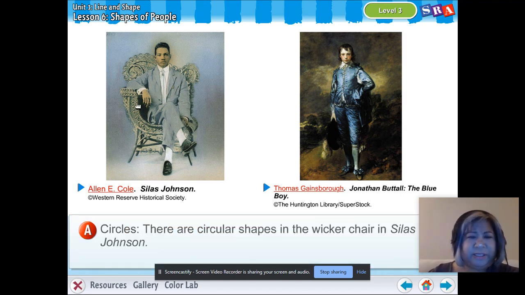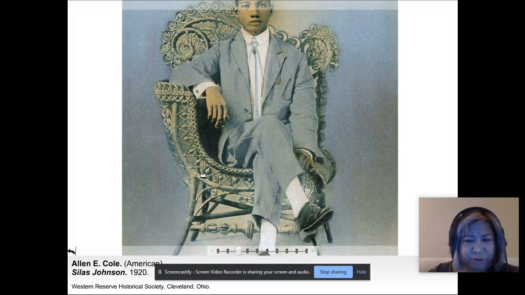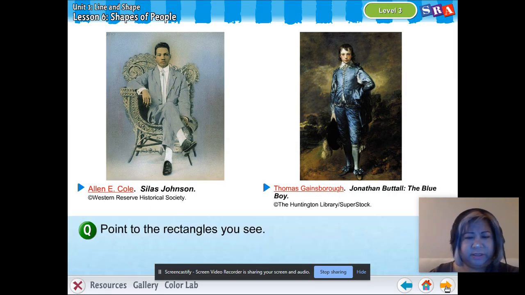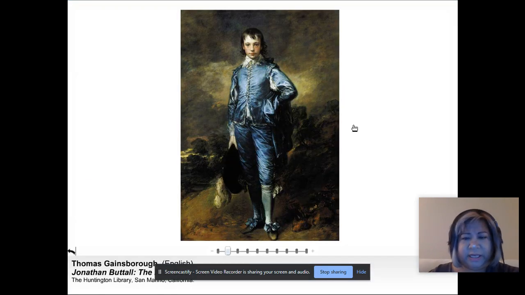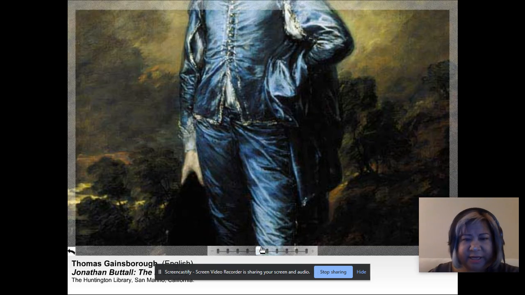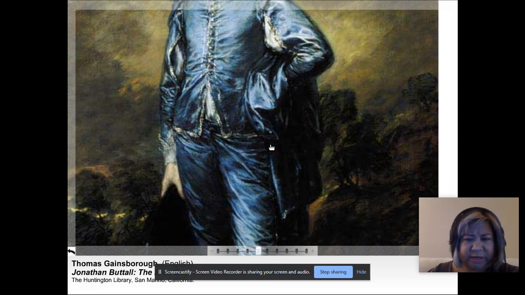Let's see. We see circular shapes in the wicker chair. I don't see circles. Oh, okay, I see them. If we zoom in, you'll see the geometric shapes are circles. We also see circles in spirals, but the shapes we were talking about are these little circles up here. And let's look at the rectangles that we see. You could find a rectangle in the boy's jacket and its pockets. There's a pocket right there.